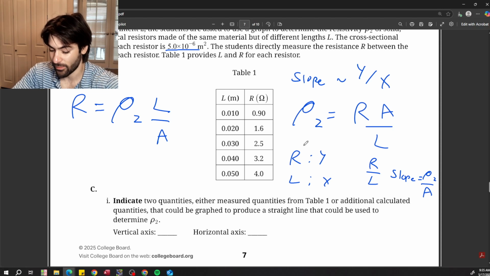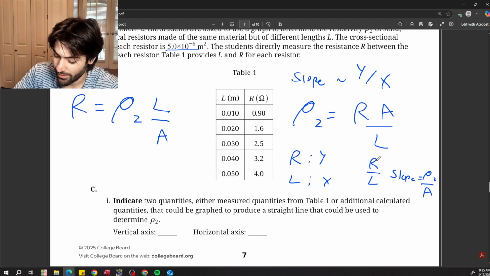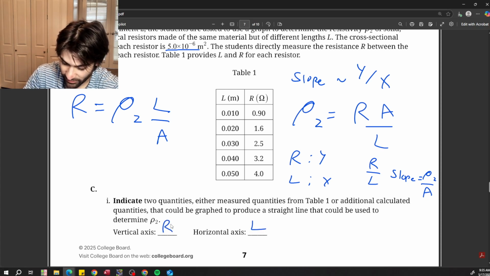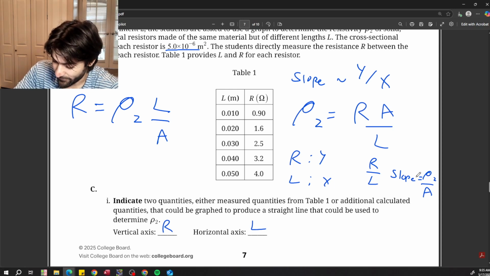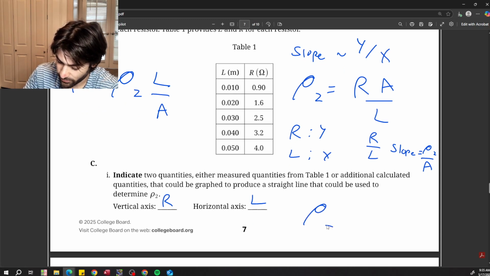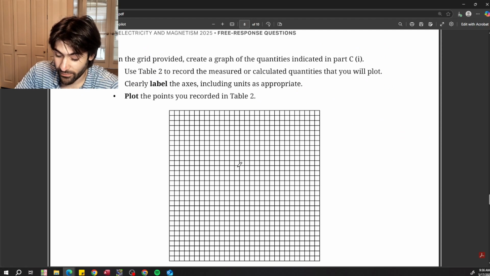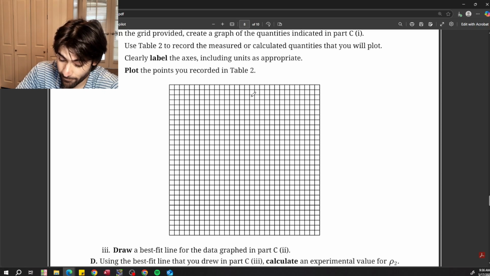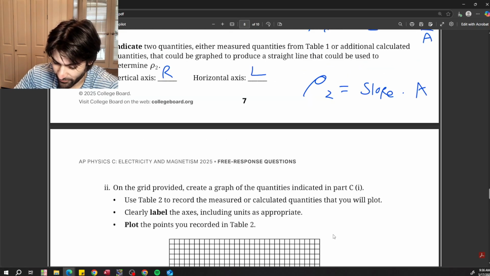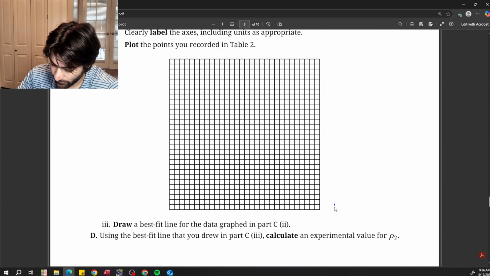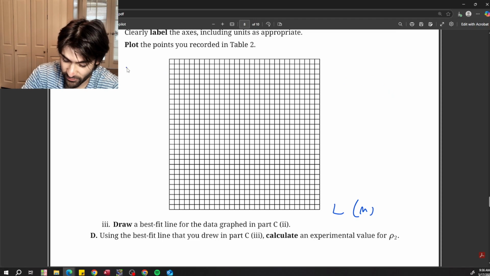So that's how I would derive an expression, or I should say a quantity for ρ2: plot L on the x-axis, L on the horizontal axis, and the resistance on the vertical axis, and then take that slope and set it equal to ρ2 over A. That means that ρ2 is just equal to the slope times the cross-sectional area if I multiply A on both sides. So on the grid provided, create a graph that would contain all these quantities. So I'd say, what do we plot on the x? Length on the horizontal, so length in meters, and then resistance in ohms.